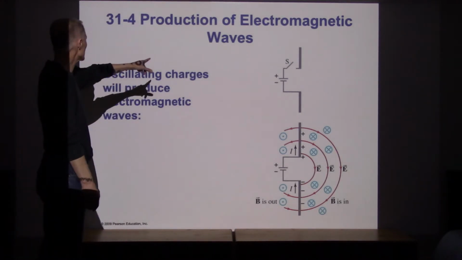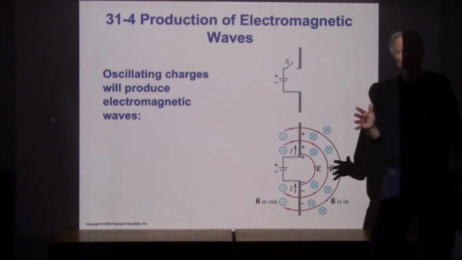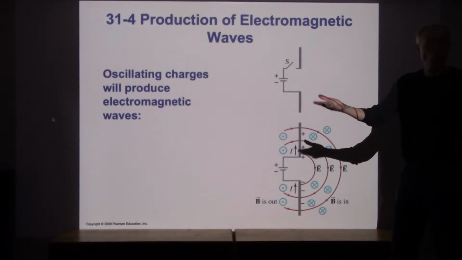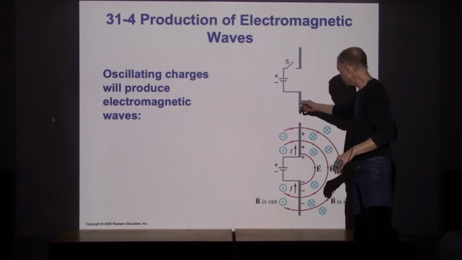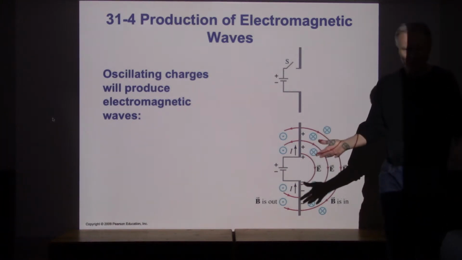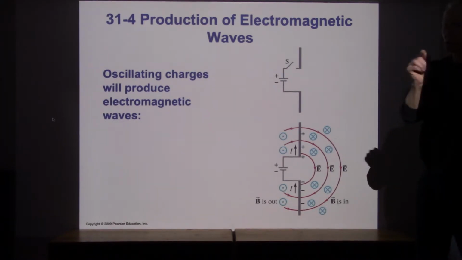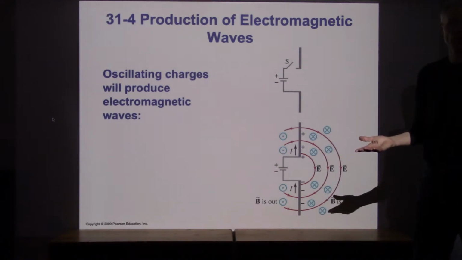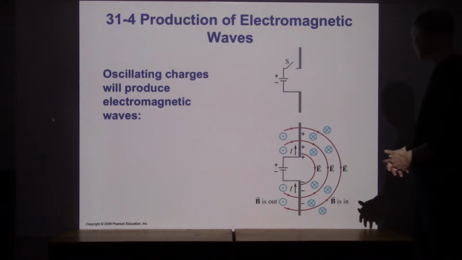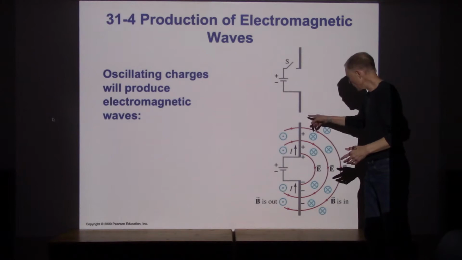So what they've got here is they're looking at production of electromagnetic waves. Now, one of the possible ways we could have charges accelerating would be to have current oscillating back and forth. If you think back to oscillatory motion, when charges are oscillating back and forth, they're going to be undergoing an acceleration. So we've got a charge here that's oscillating back and forth.